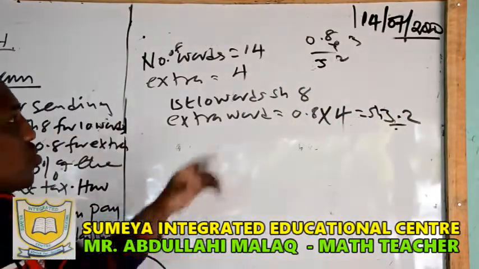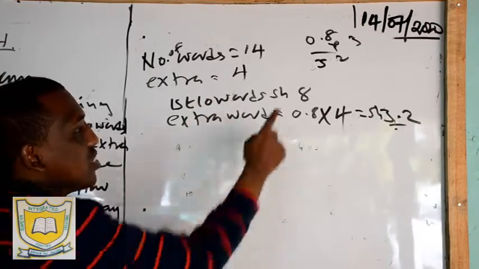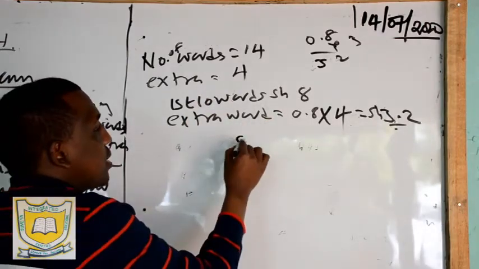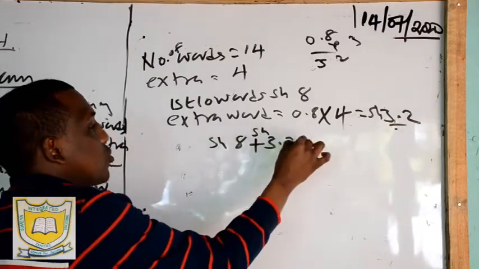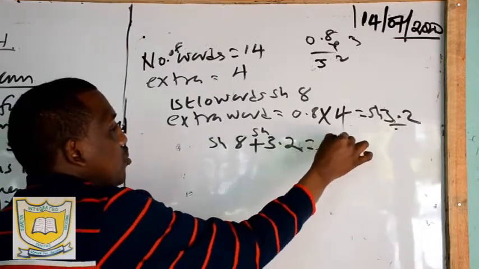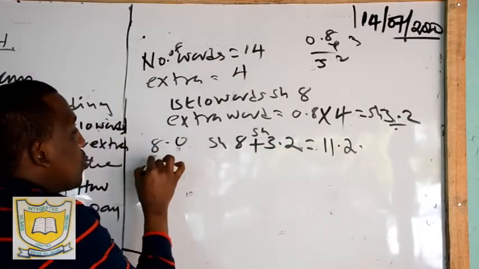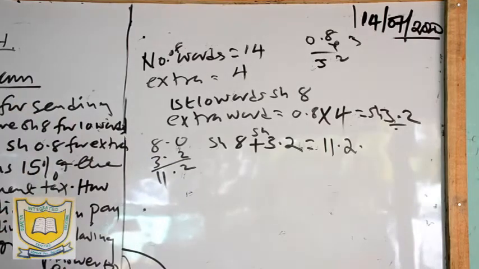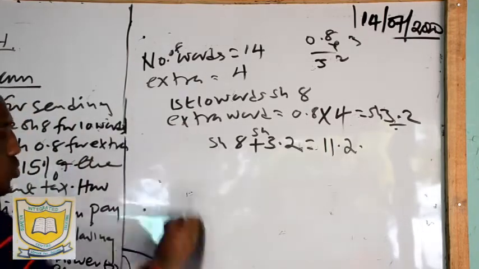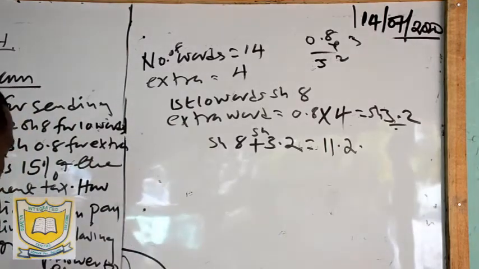What we do now, we add. For the first 10 words, shillings 8. So we say 8 plus 3.2 shillings. When you add 8.0 plus 3.2, you get 11.2.